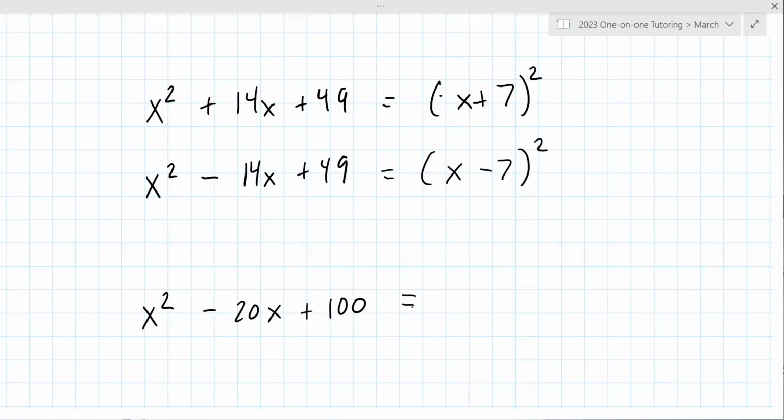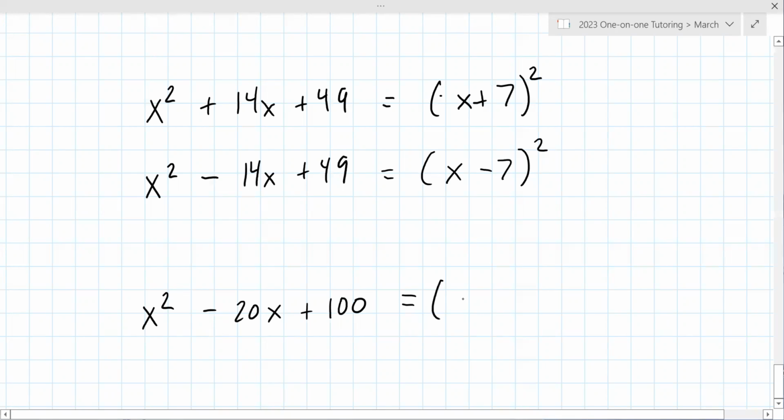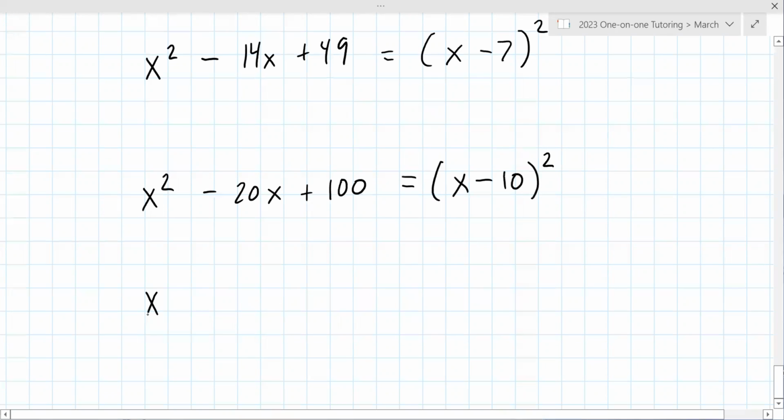So it would be, would you still do the last one? Still do the last one. Square root of 100. Is that 10? It is 10. So would it be x minus 10 and then squared? Yes. Okay, that makes sense. How about x squared minus 8x plus 16?